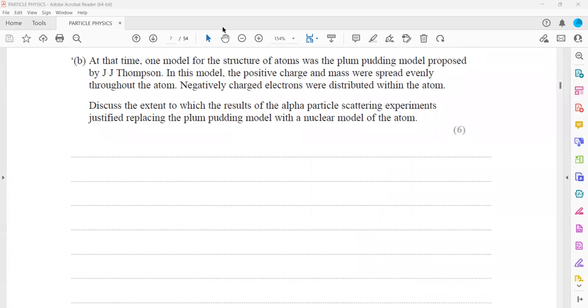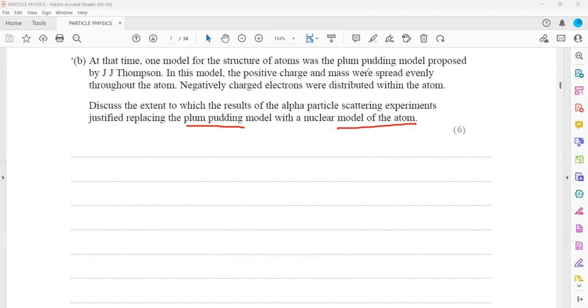In part B, at that time, one model for the structure of the atom was the plum pudding model, which was proposed by J.J. Thomson. In this model, the positive charges and the masses are spread evenly throughout the atom. Negatively charged electrons were distributed within the atom. Discuss the extent to which the results of the alpha particle scattering experiment justify replacement of the plum pudding model with a nuclear model. So in a plum pudding model, what is the structure of an atom?